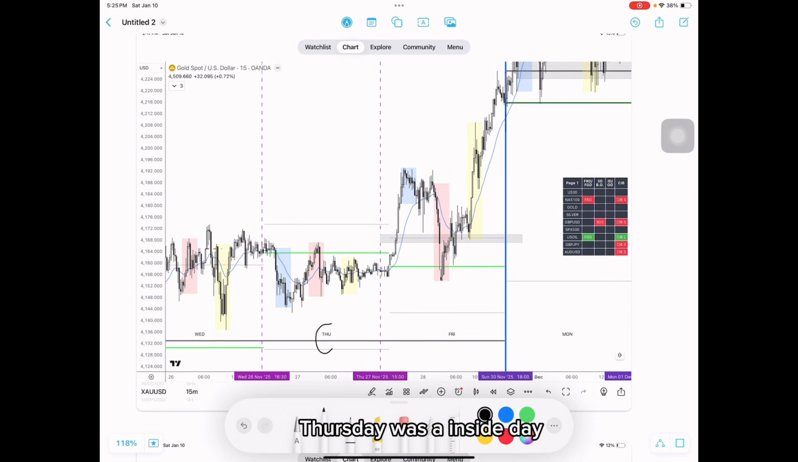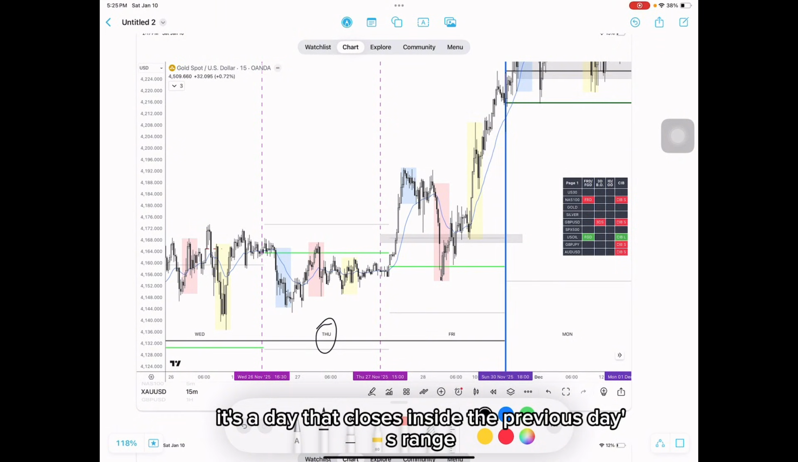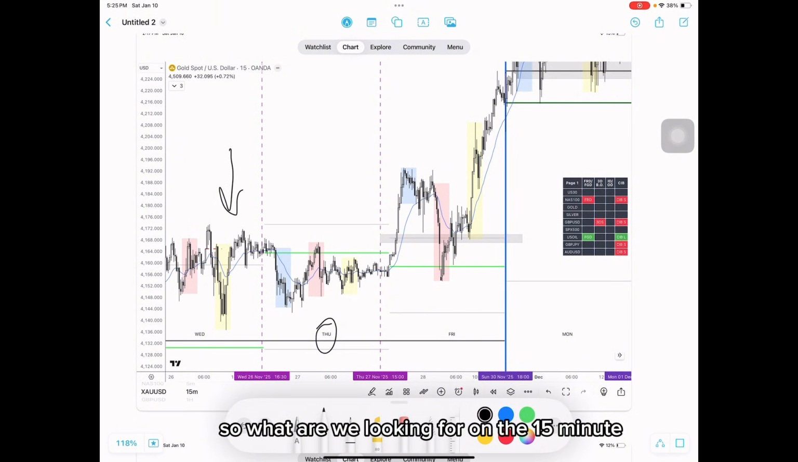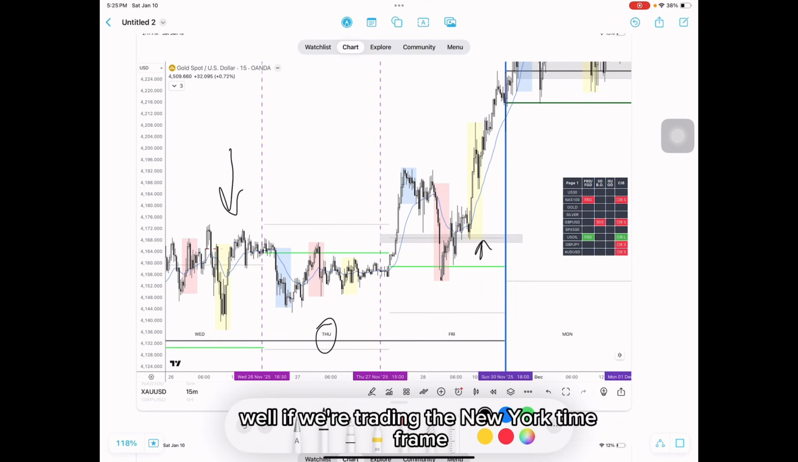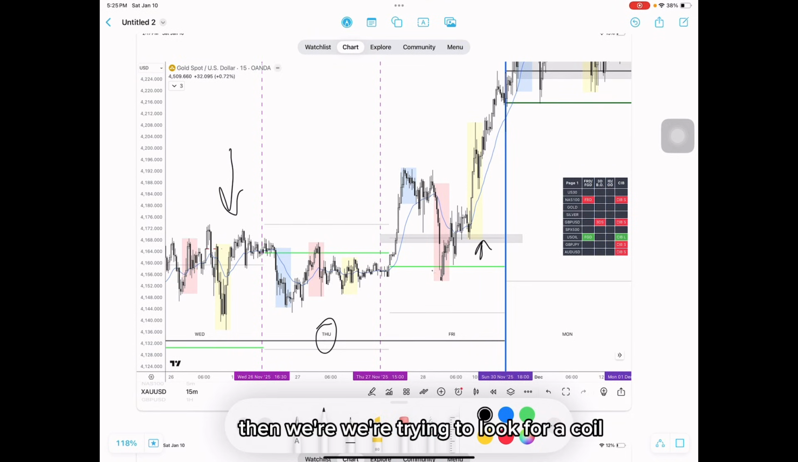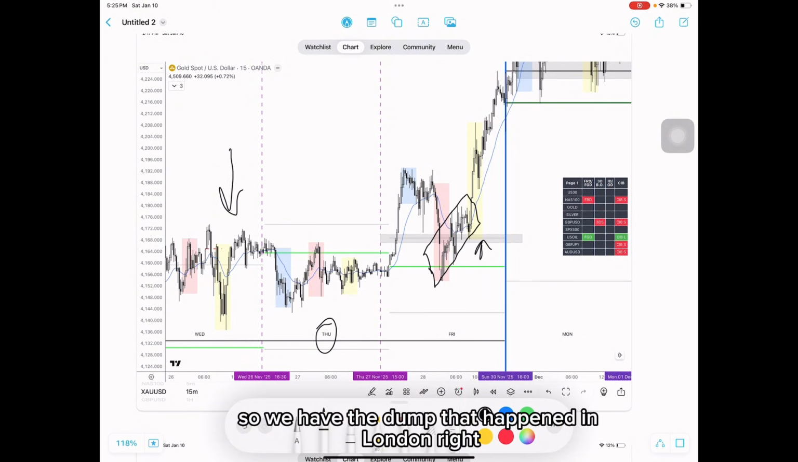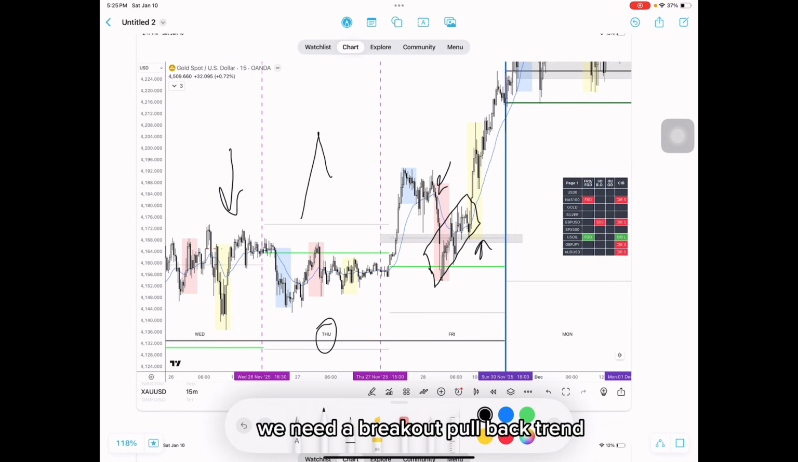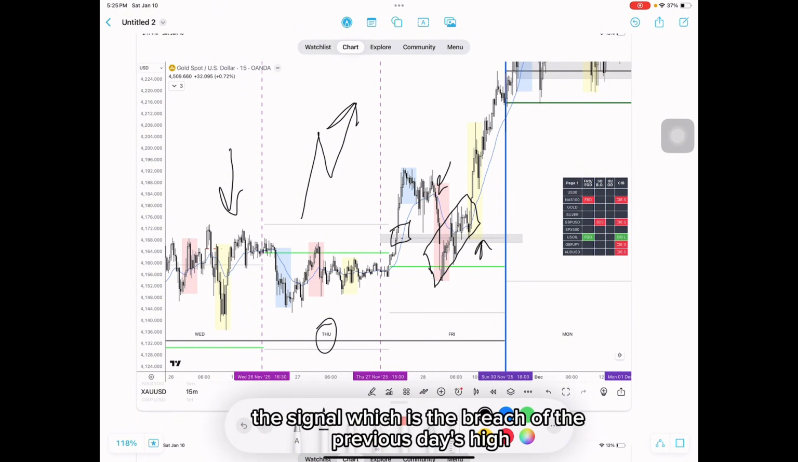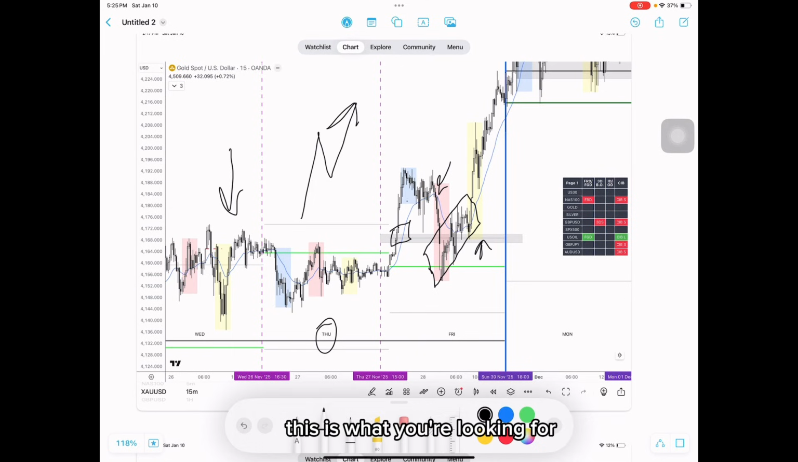So, like I said, Thursday was an inside day. It's a day that closes inside the previous day's range. So what are we looking for on the 15-minute? Well, if we're trading the New York time frame, then we're trying to look for a coil, which we do get right here. All right, that's the coil. So we have the dump that happened in London, right? Remember, I told you if we're looking for trend trades, we need a breakout, pullback, trend. All right, so once you get the signal, which is the breach of the previous day's high, this is what you're looking for if you're looking for a buy setup.